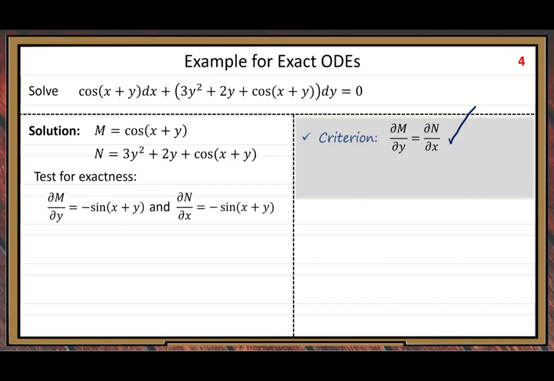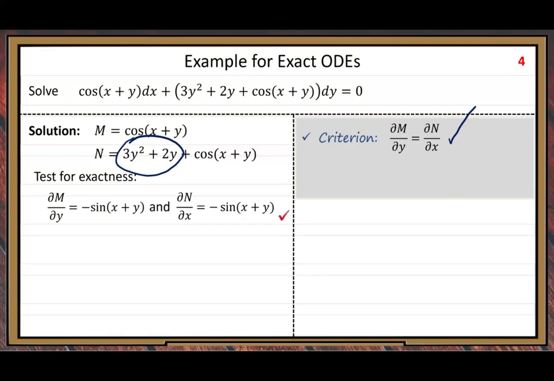Because the second time you treat x as the variable, all the y terms become zero when you take a partial derivative. So you get negative sin of x plus y also. So then your conclusion: it is exact. The given ODE is exact. So we have a chance to find that u function, and we can apply our standard method to find it.